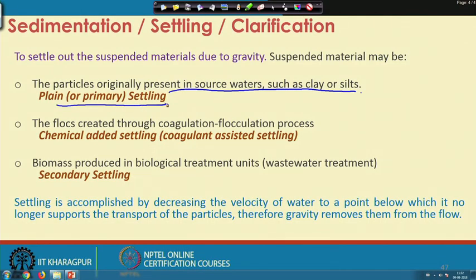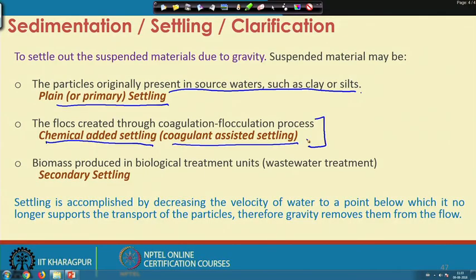It could be flocs which are created through the coagulation flocculation process. When we do that, we call it chemical added settling or coagulant assisted settling, because we first add a coagulant and then the formation of flocs takes place, the colloidal particles get destabilized, they attach, they form the flocs and then they settle. So, this type of settling we typically refer to as coagulant assisted settling or chemical added settling.